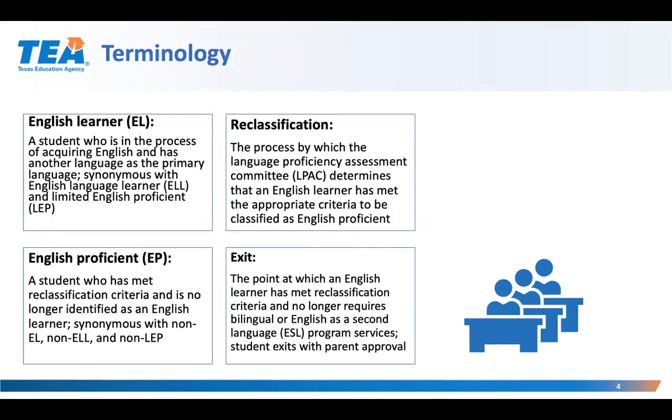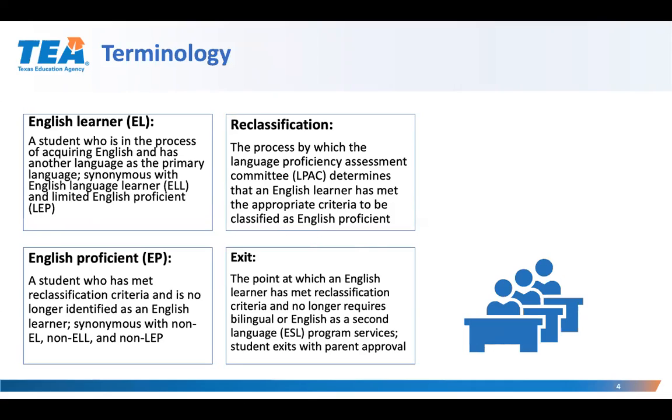Let's talk about that process a little bit more with two terms that have been defined more clearly within the PEIMS standards related to bilingual and ESL programming. Reclassification and exit. Reclassification is the process by which the Language Proficiency Assessment Committee, or the LPAC, determines that an English learner has met the appropriate criteria to be classified as English Proficient, EP. Whereas exit is the point at which an English learner has met reclassification criteria and no longer requires bilingual or ESL program services, and the student exits the program with parental approval.